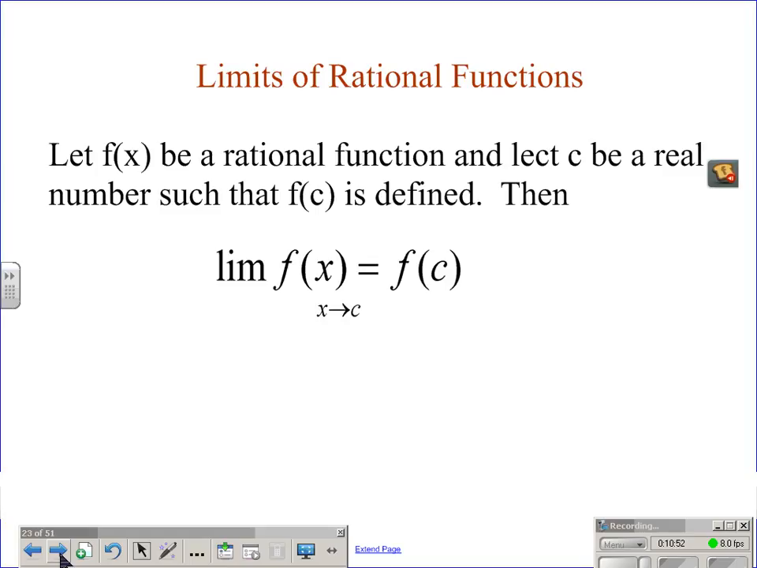So a rational function is just going to be a function whose rule is the quotient of two polynomials. So if you have two polynomial functions and one divided by the other, for example, that could be x squared plus 2 over x minus 1. So you have the quotient of two polynomial functions. This would be an example. Now, this would not apply to the case where c is equal to 1 because it would not be defined at that point.